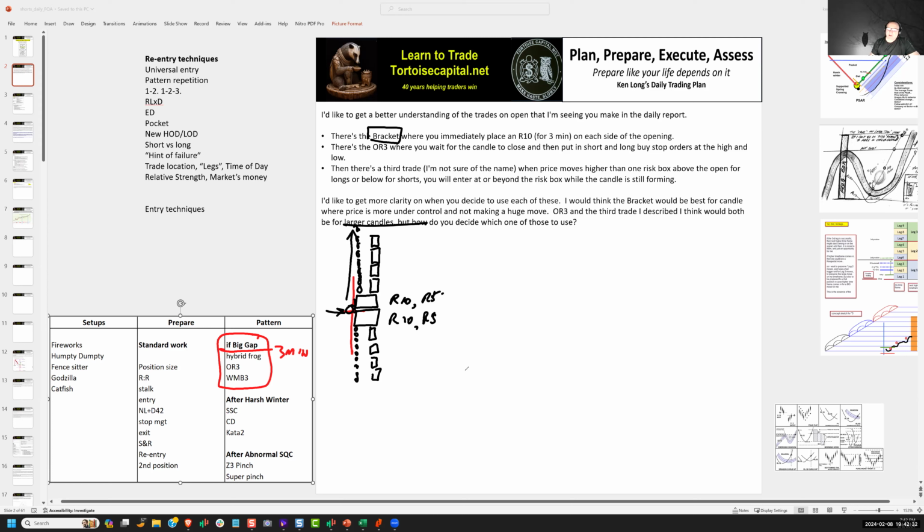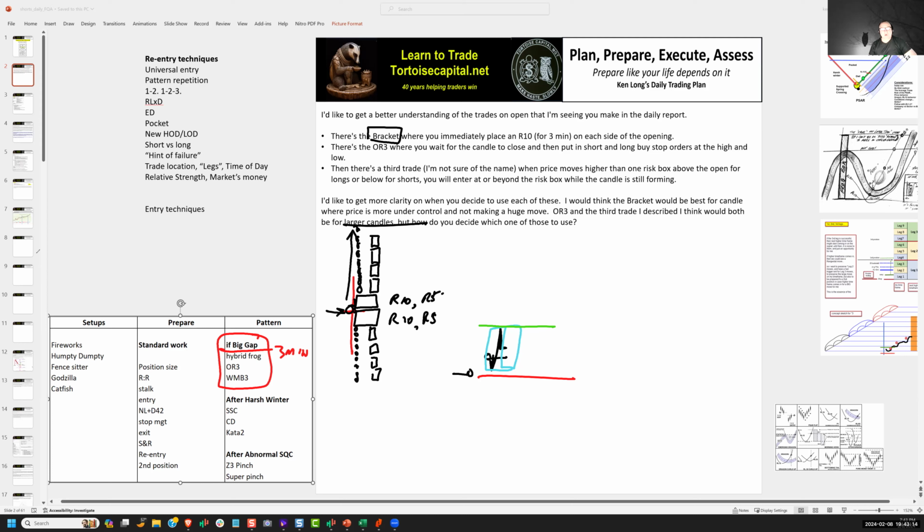Now, the OR3 idea is simply, let's say it was a small gap and it opens here, it sells off a little bit, moves up in here, comes back to here, and that's what my first 3 minutes looks like. So now what I'm going to do is, if I'm using the OR3, I can just put that box around the opening range 3, and then I can use that as my bracket. I can go like this, I can go like that, and then play the breakout.